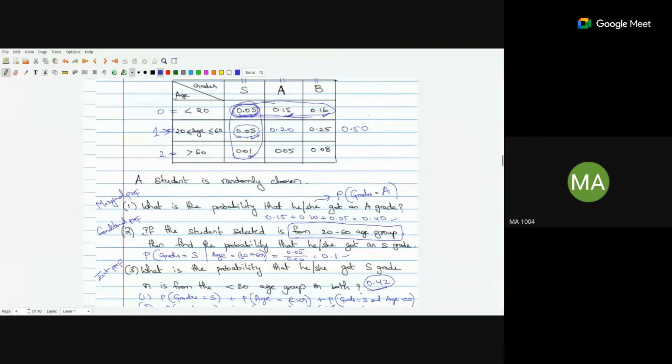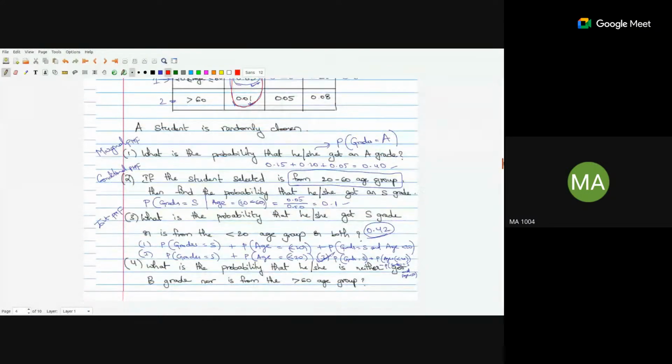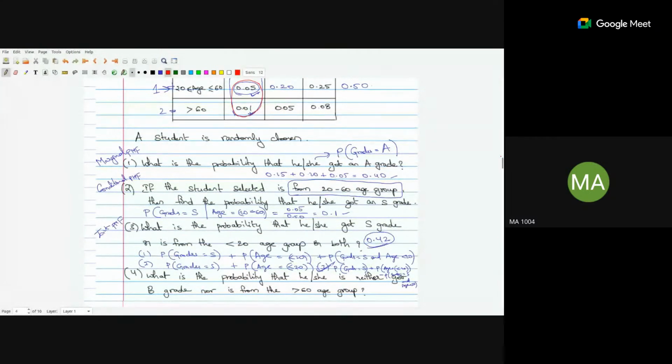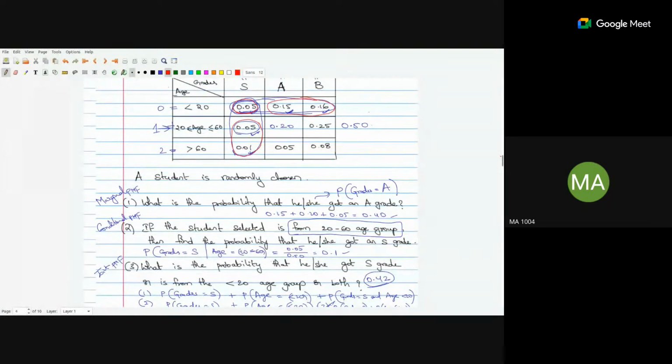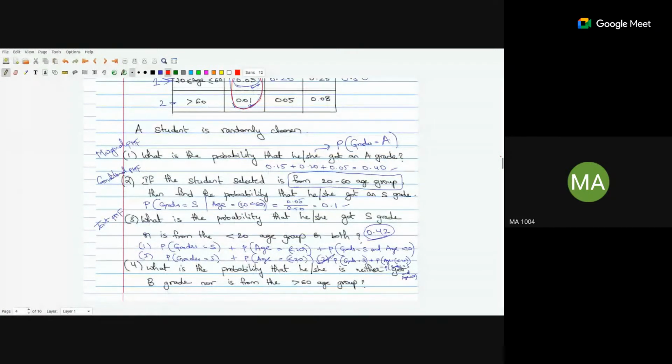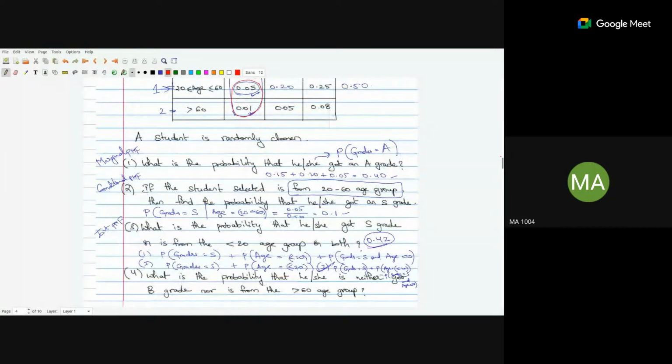So this is the both case, and this is only the S case. This is only the less than 20 age case. So all these three things you should add from the joint PMF table. So the last problem is, what is the probability that he or she has neither got B grade nor is from the age group greater than 60 years. So the selected student is neither got B grade nor from the age group of greater than 60.